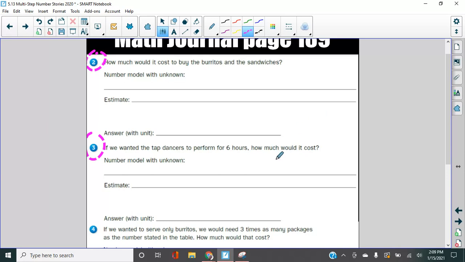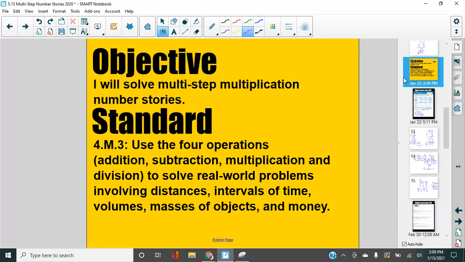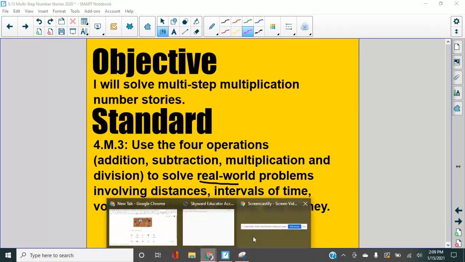All right, 4th graders, that is all for today. We did a lot of estimating and even more thinking through number stories, and solving those number stories. Looking back at our objective here, we solved multiple step multiplication number stories in some real world problems. All right, pick 2 of those problems. Good luck.